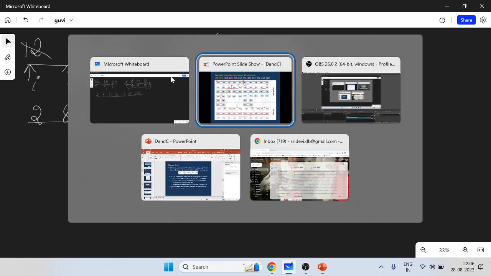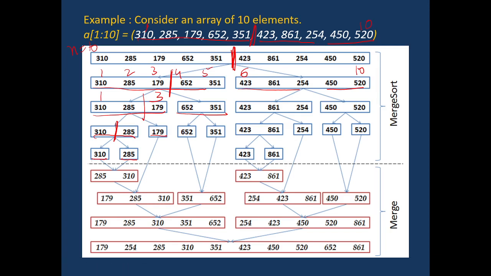So we'll go back to our tracing. Here I have one list with 310, another list with 285. So 310 and 285 are compared, and as 285 is minimum, that has come here. We reached the end of this list, so 310 will be pasted at the end. So this is the answer for this problem, and this is the answer for this problem.